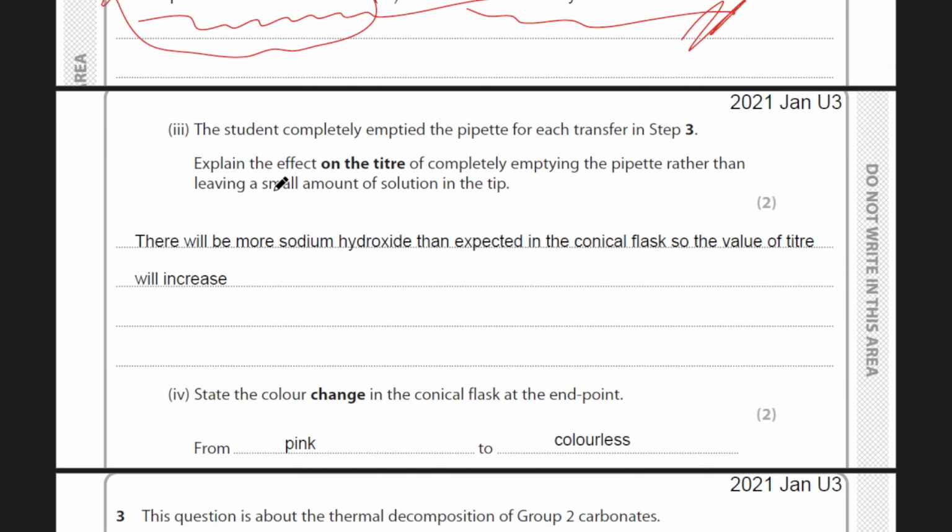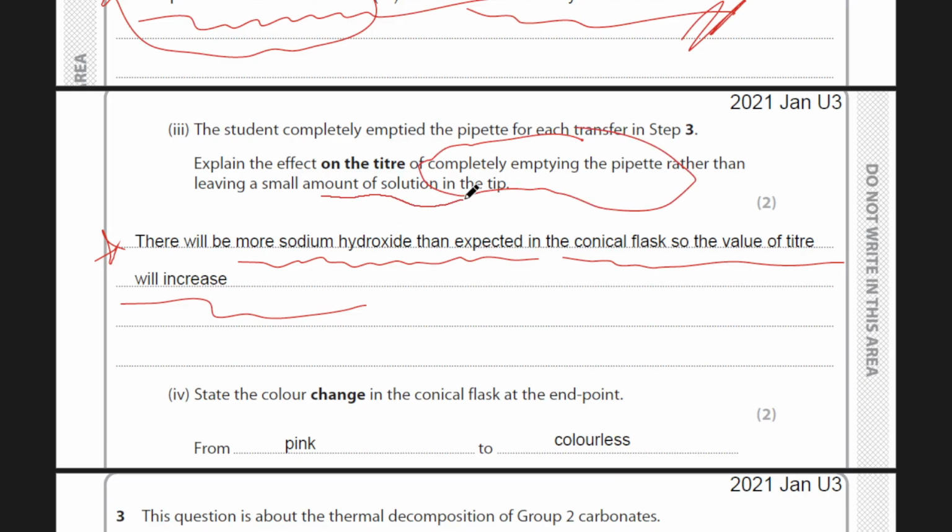The student then completely emptied the pipette for each transfer in step 3. Now explain the effect on the titer of completely emptying the pipette rather than leaving a small amount of solution in the tip. Now there will be more sodium hydroxide than expected in the conical flask, so the value of titer will increase. This is very much important because in step 3 the pipette was completely emptied rather than leaving a small amount, so there will be more sodium hydroxide in the conical flask. So the value of titer will increase.